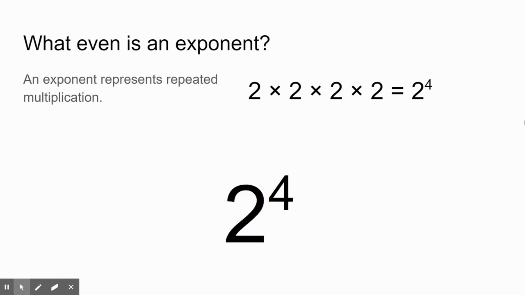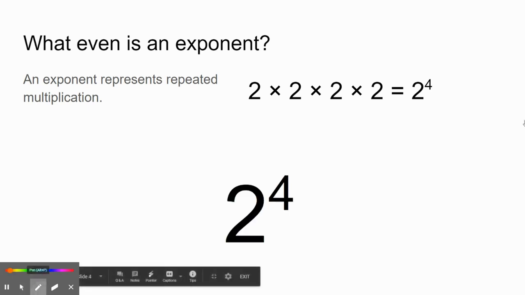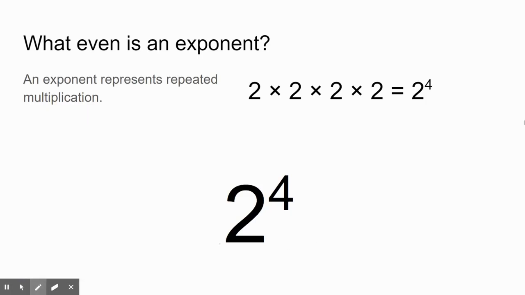So what is this thing that we have here? Let's break this down into some pieces. Let's start with what this entire thing is called. This 2 with a 4, we call this entire thing a power. That includes two different numbers, the 2 and the 4. When we have both of those combined, that gives us a power.